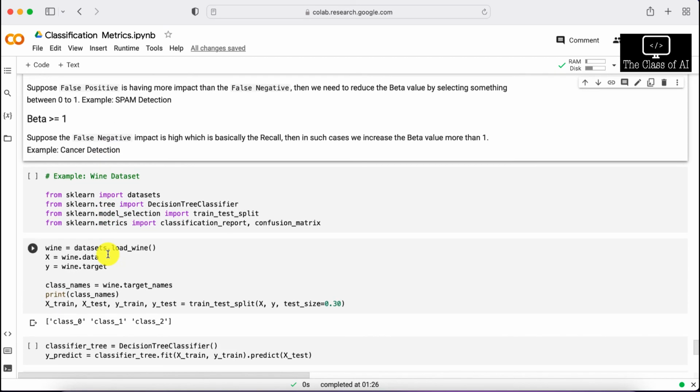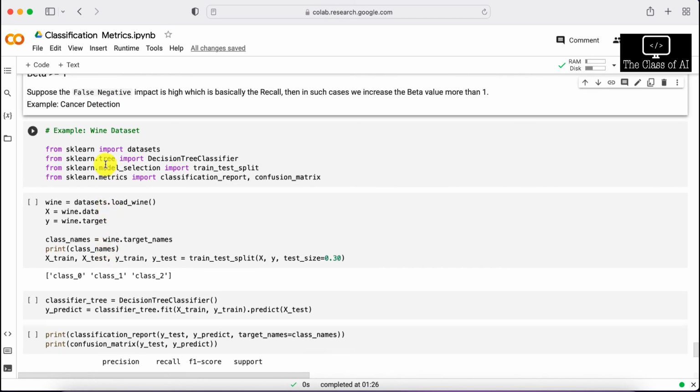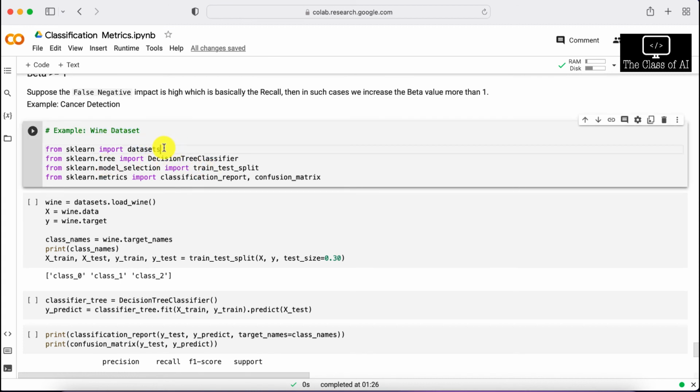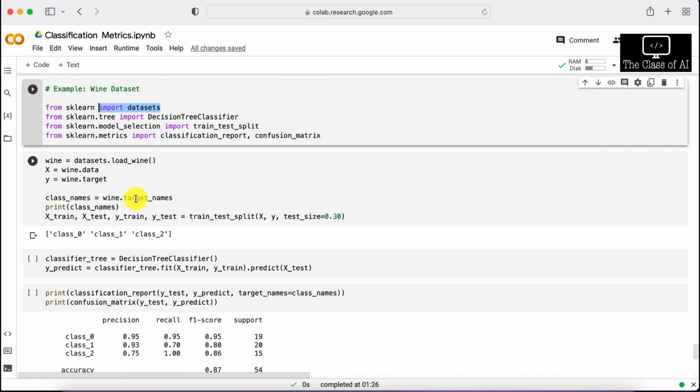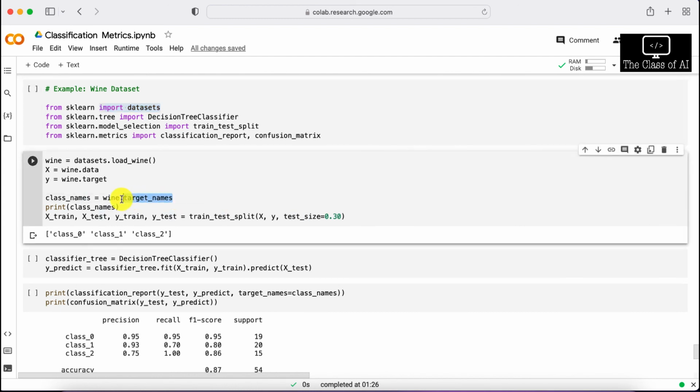Now let's see with the help of the Wine dataset. That's an inbuilt dataset in scikit-learn. So we are importing this and we are using a decision tree classifier. You see I'm loading the data over here, I'm calculating the target names, and I'm splitting the data with a train size of 70% and test size of 0.30, right? So there are 3 different classes.